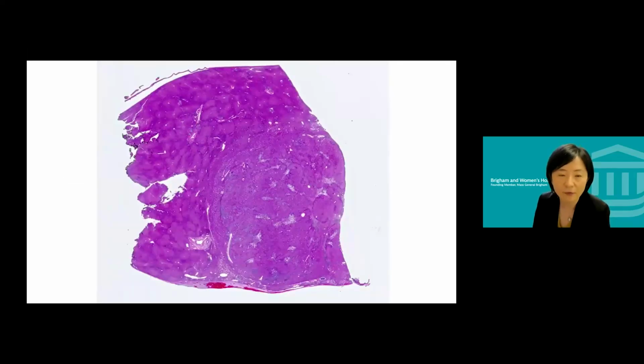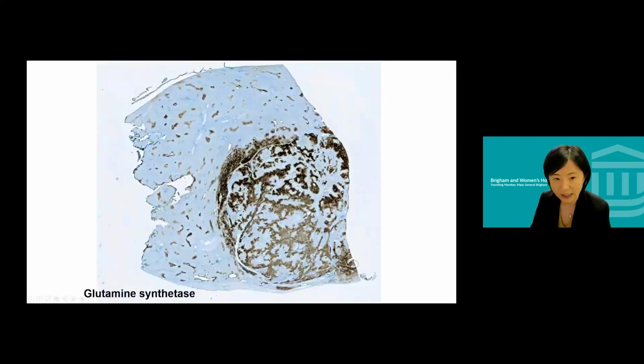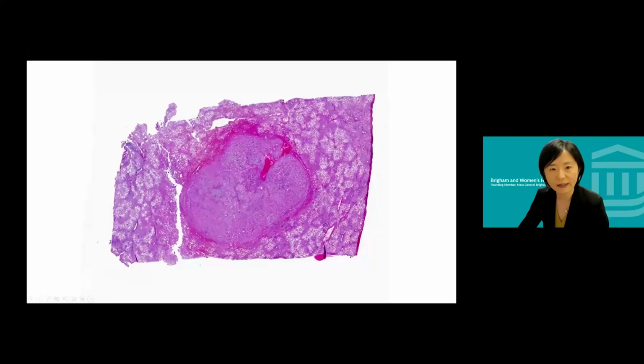Those were for hepatocellular adenomas. Now let's quickly look at some other liver masses. This is a non-cirrhotic liver with this mass here. At low power, you already see fibrosis and ductal reaction. And this is glutamine synthetase, which shows this characteristic geographic, map-like staining pattern. So this is FNH.